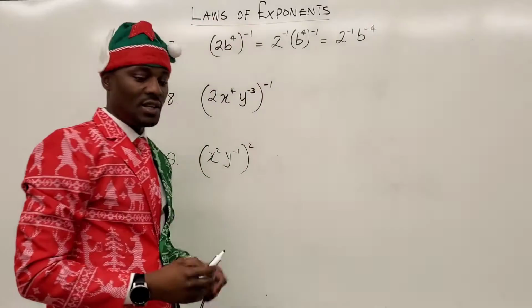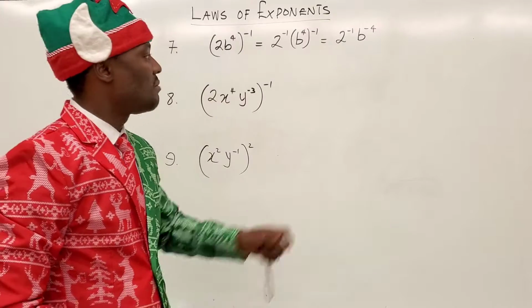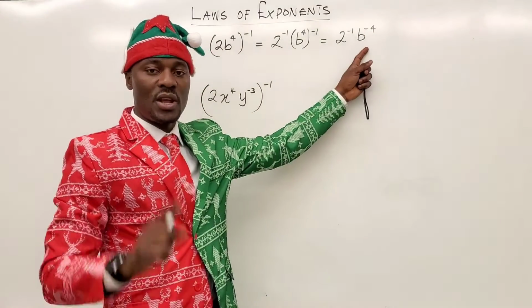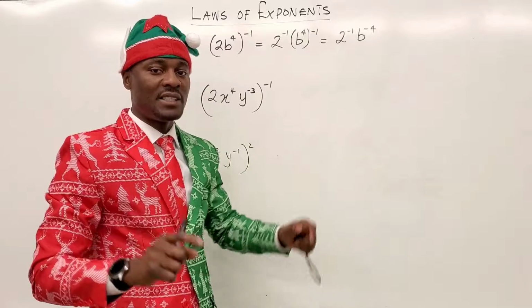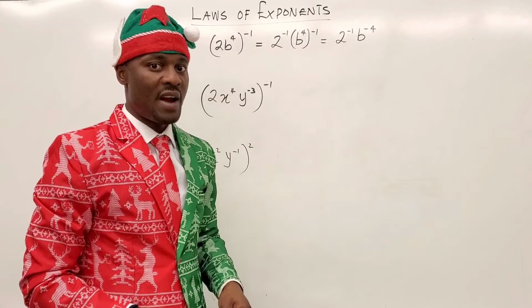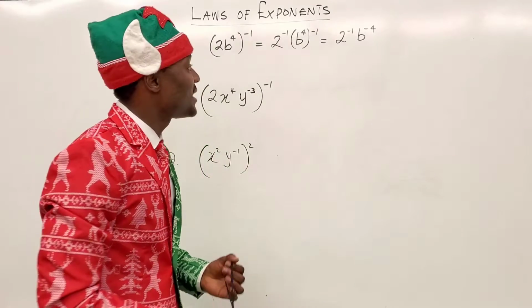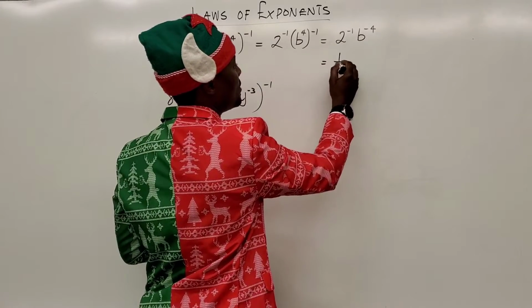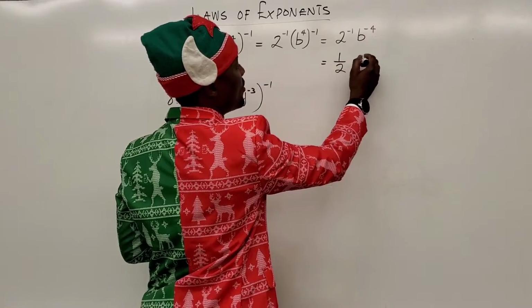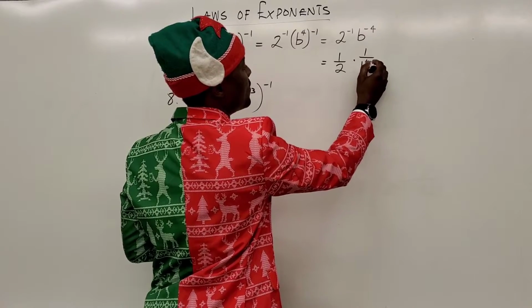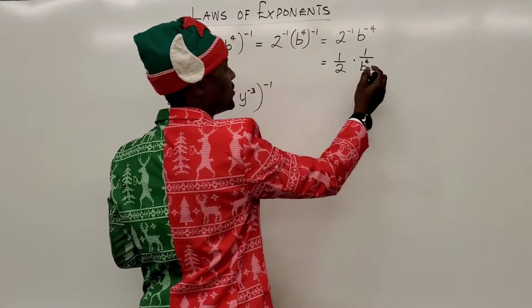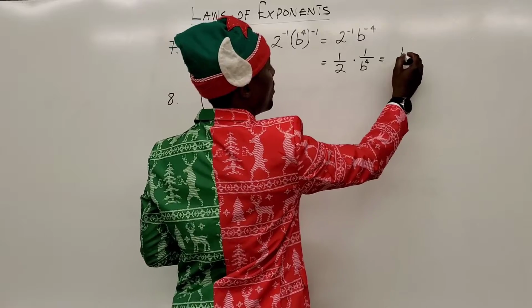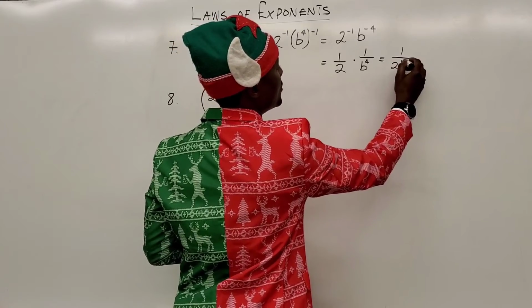If the question says, don't use negative exponents, it means you have to convert this into fractions. Remember, every negative exponent tells you you're going to get a fraction. That's the meaning of a negative exponent. So in this case, this becomes a fraction. It becomes 1 over 2. And this becomes a fraction, which is 1 over b to the 4th. So when you multiply everything together, you end up with 1 over 2b to the 4th.